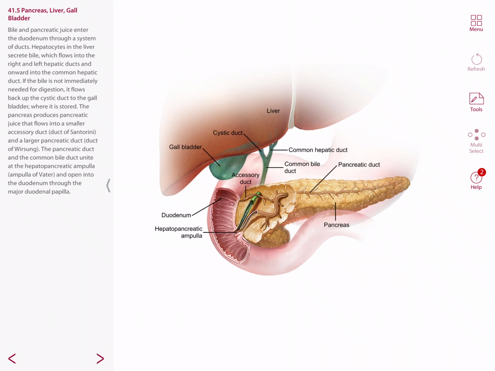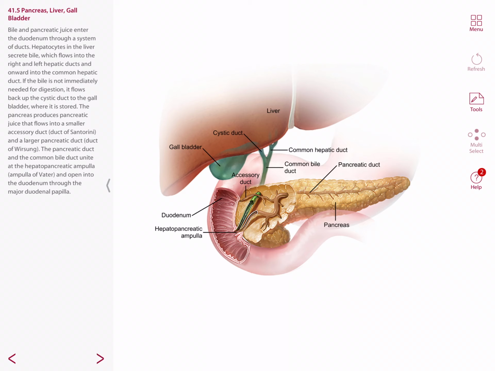Now you'll see that pancreatic duct comes down and it forks, it splits, and we go into an accessory duct and a main pancreatic duct. The main pancreatic duct joins up with a tube coming down from the liver. So coming down from the liver we have the common bile duct, and that common bile duct joins up with the main pancreatic duct and enters into the duodenum, right there at the major duodenal papilla.